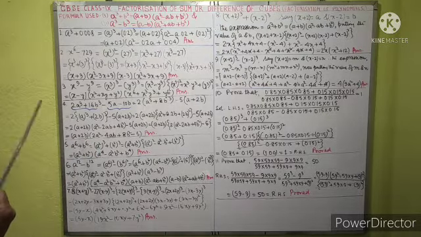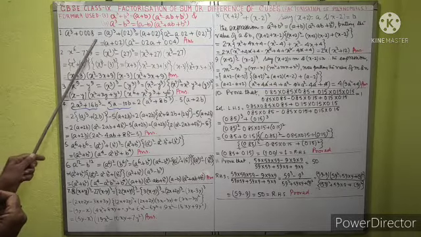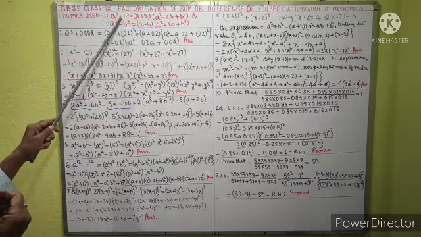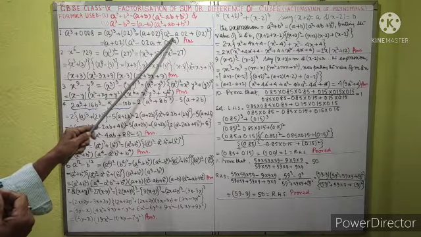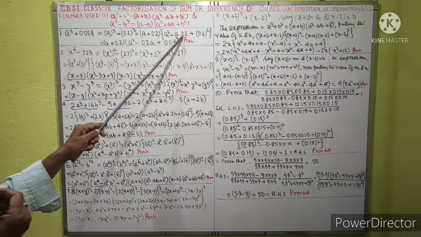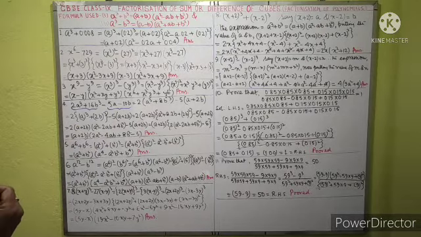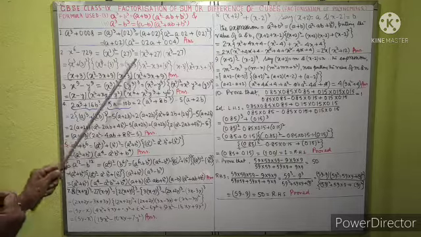The first question is a cube plus 0.008. a cube equals a whole cube, and 0.008 is 0.2 whole cube, and according to this, a cube plus b cube will be (a plus b)(a square minus ab plus b square). Here b means 0.2 and b square is 0.2 whole square, and after calculating you will get this. Then this is the answer.